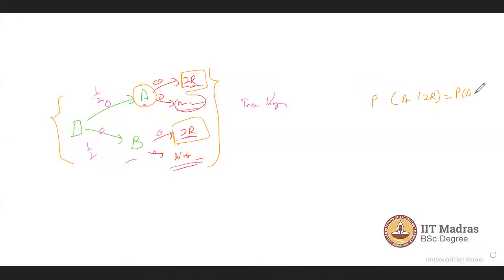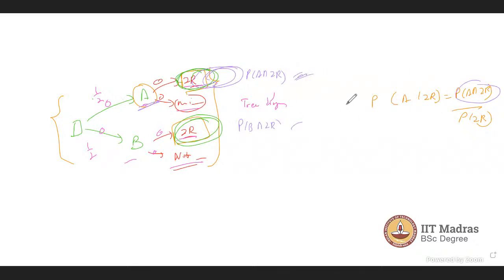So it is nothing but the intersection of A and both red, divided by the probability of two reds, right? So two reds is these two, and A intersection 2R is this one only, within A, 2R. So for the denominator, you need to add these two. For the numerator, only this one, right? And this probability is given to you as 6 by 7. You can find the value of n. Yes, sir. Thank you, sir.